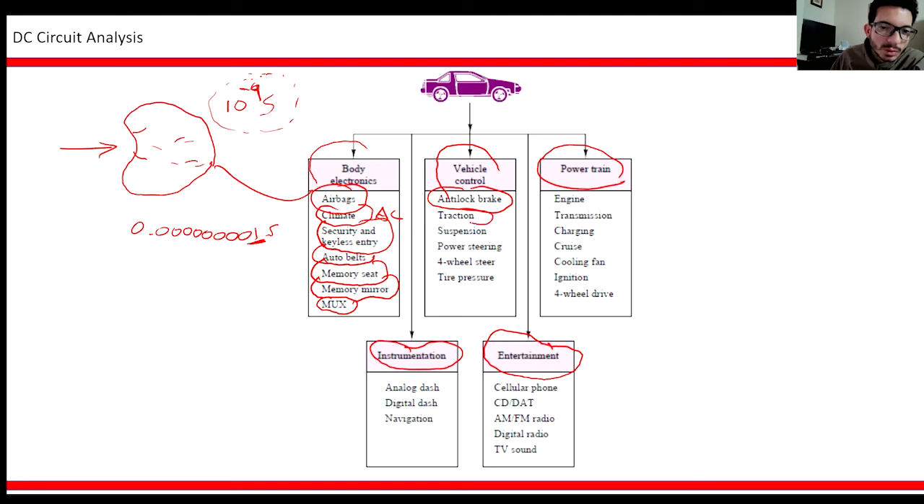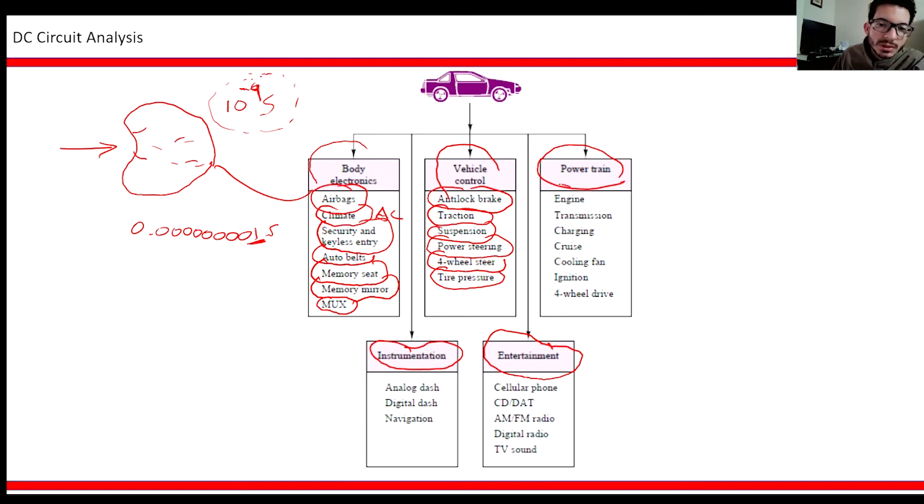We have traction control. Some cars have suspension control, kind of like the Land Rover. Power settings, if we want four-wheel drive or only two-wheel drive. There you go, the four-wheel steer. So like the G-Wagon can automatically detect what tire needs more torque. Tire pressure sensor. What about the powertrain?